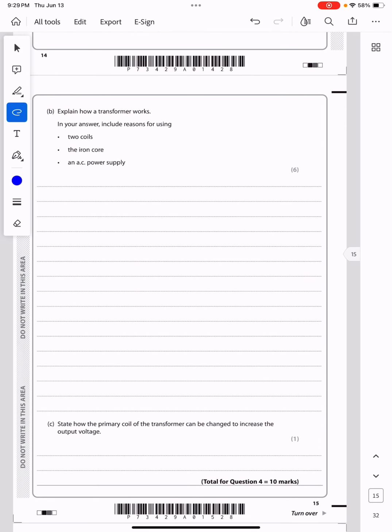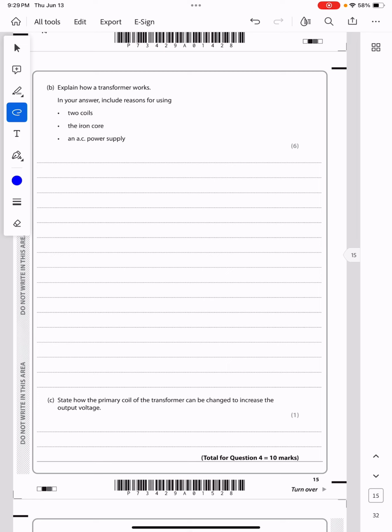Explain how a transformer works. Your answer should include reasons for using 2 coils, the iron core, and AC power supply. Before we start answering this question, let me just say what an AC is. AC is alternating current, which means that it is changing all the time.